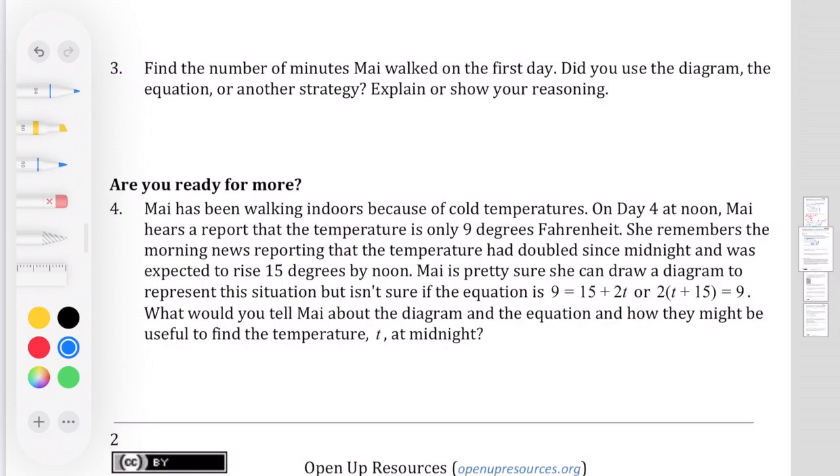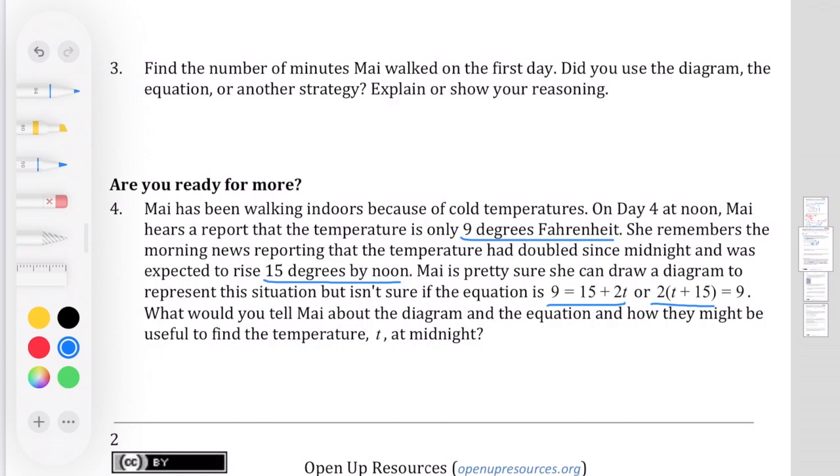She has been walking indoors because of cold temperatures. On day 4 at noon, she hears a report that the temperature is only 9 degrees Fahrenheit. She remembers that morning news reporting that the temperature had doubled since midnight and was expected to rise 15 degrees by noon. She is pretty sure that she can draw a diagram to represent the situation, but isn't sure if the equation is 9 equals 15 plus 2t, or if it should be 2 times parentheses t plus 15 equals 9.